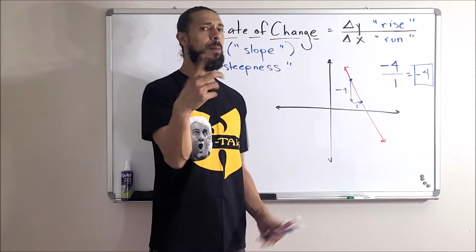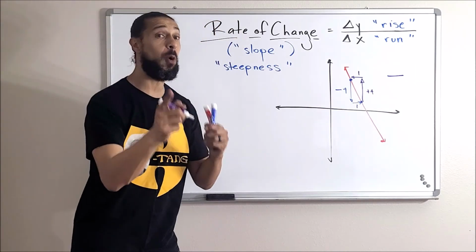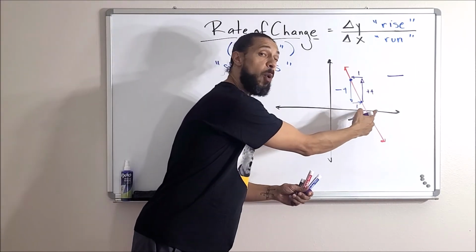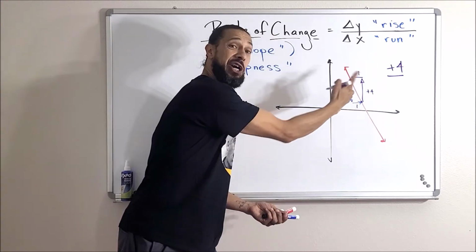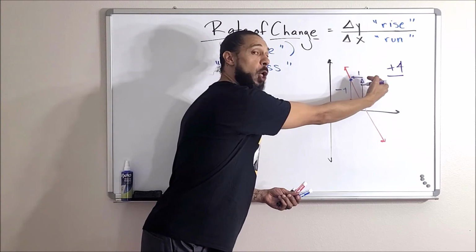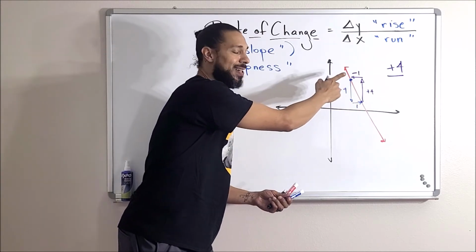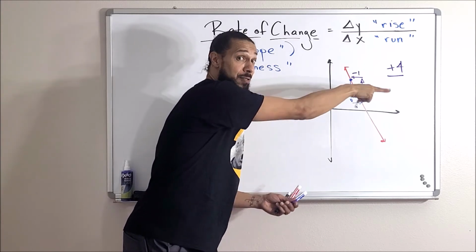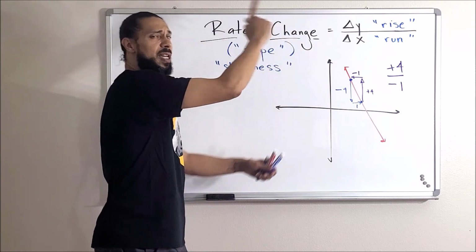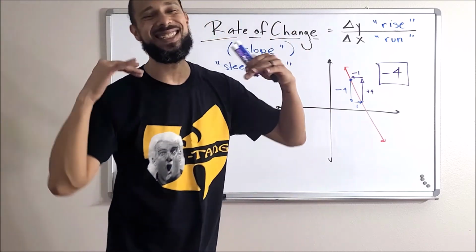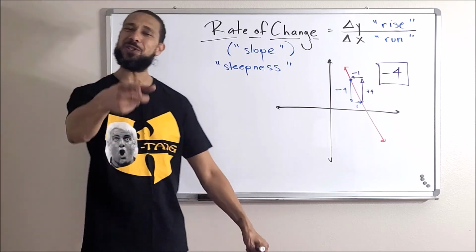I know what you're thinking. Well, Mr. Herb, what if I started from this point? Good question. If I started from this point, my rise, I would have to go up 4 spaces to get to that level. But then I have to go left, so that 1 would be -1. And when I do 4 divided by -1, don't I get the same thing? Yes. Exactly right. All right. Let me show you a different example.